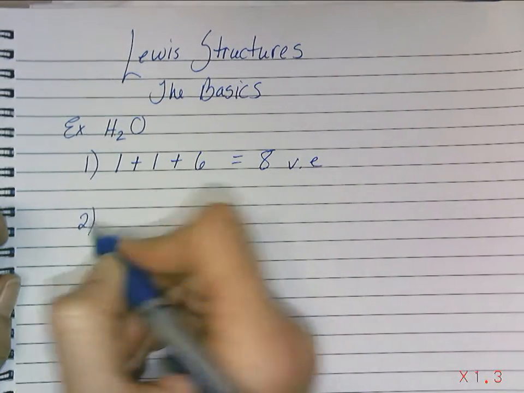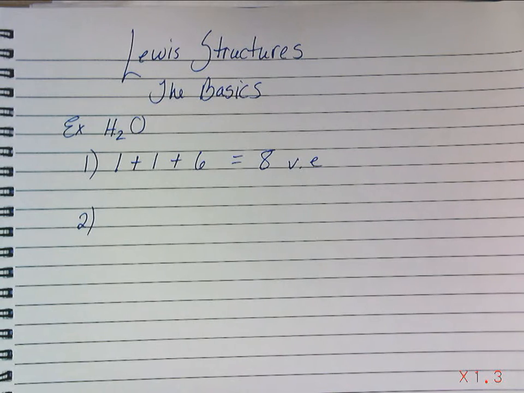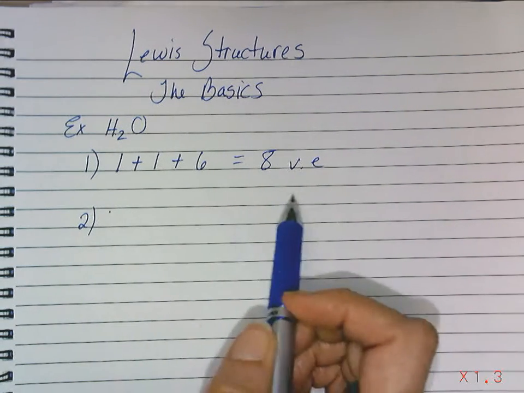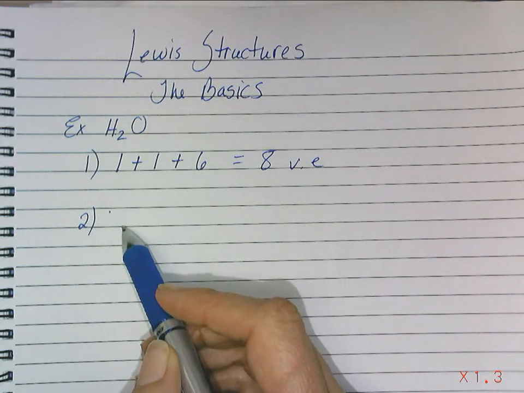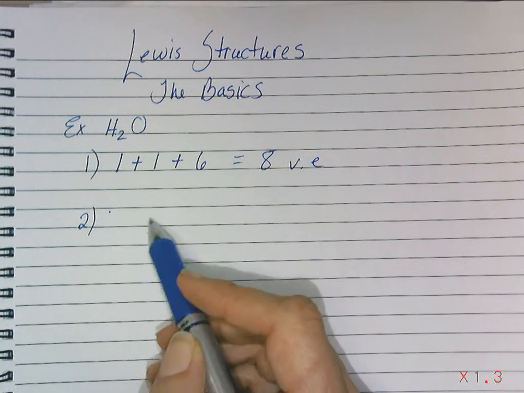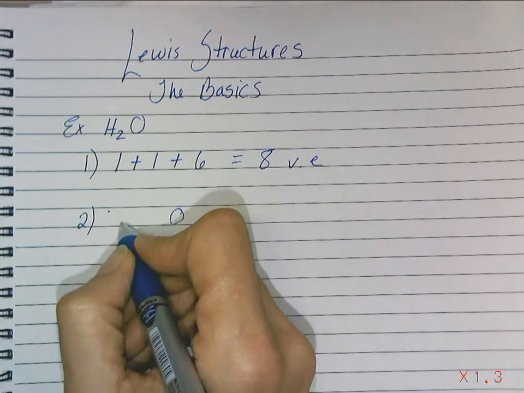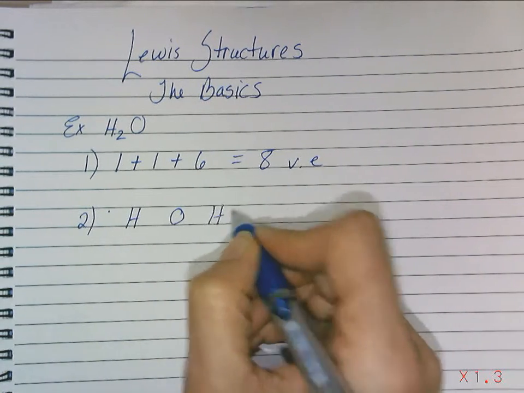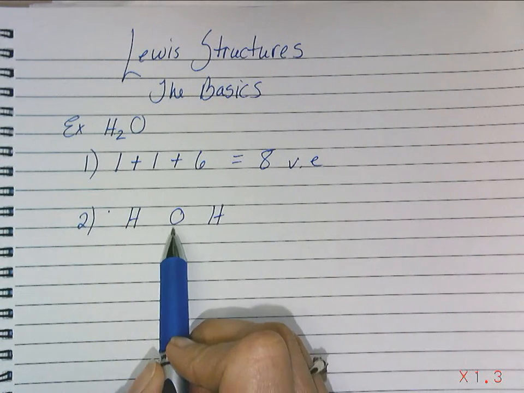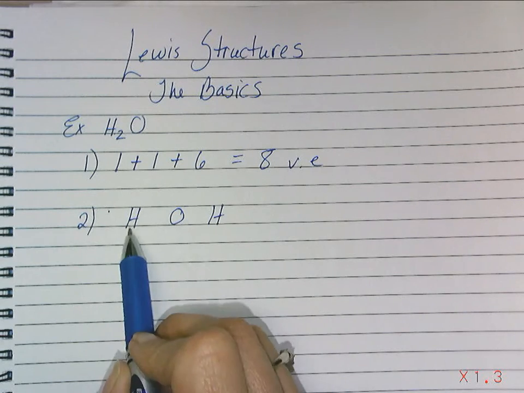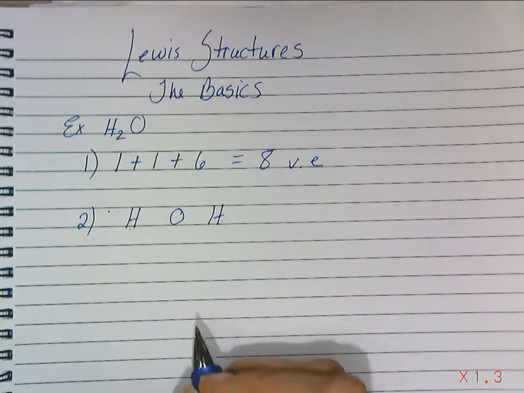Step 2, you want the most symmetrical arrangement of atoms as you can. Hint, hydrogen's never in the middle. Second hint, the least electronegative element's going to be in the middle. So for water, oxygen's going to be in the middle and hydrogen's on either side.